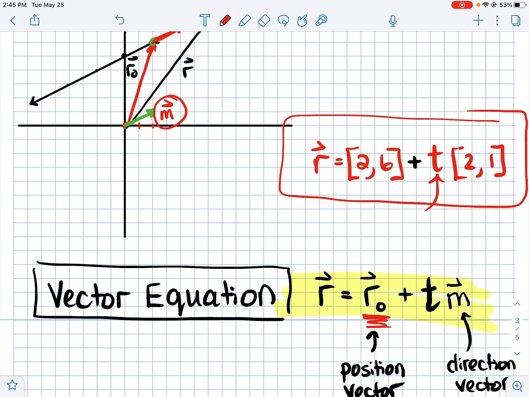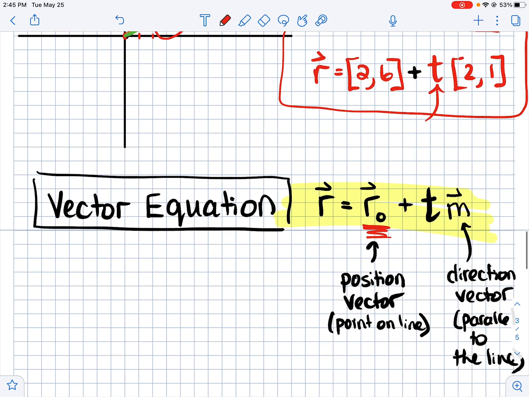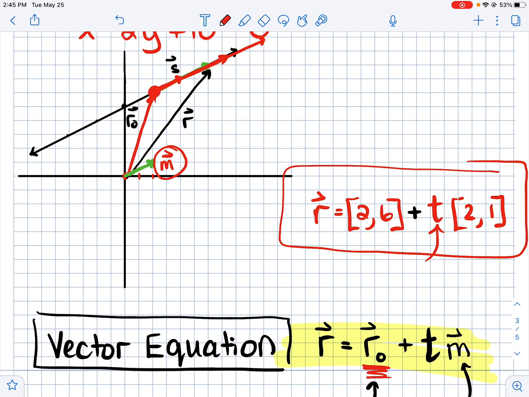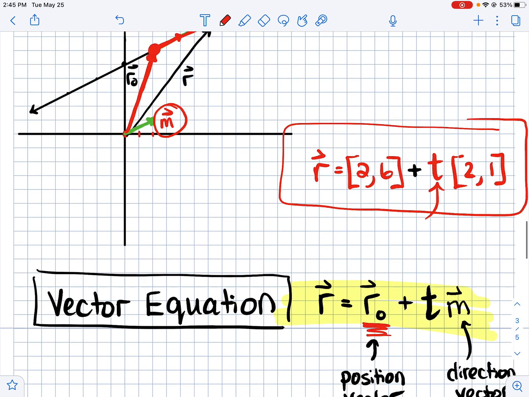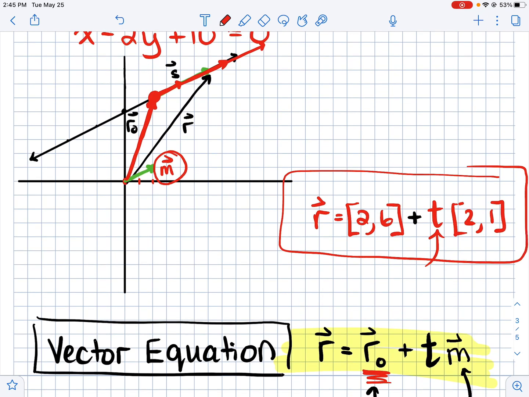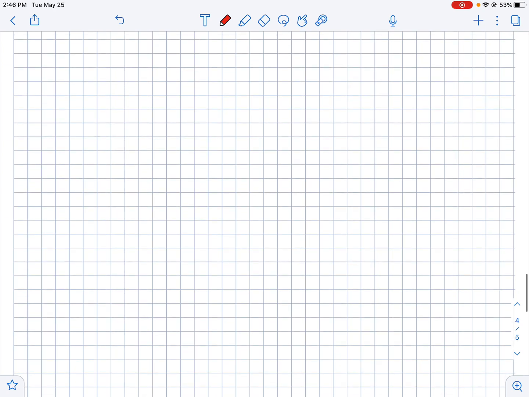So what you need to know is a point on the line, right? That's how we get our position vector. We have to know one point on our line. We also have to know a vector that's parallel to our line. And those are the only two things you need to know to write the vector equation of a line in 2-space.